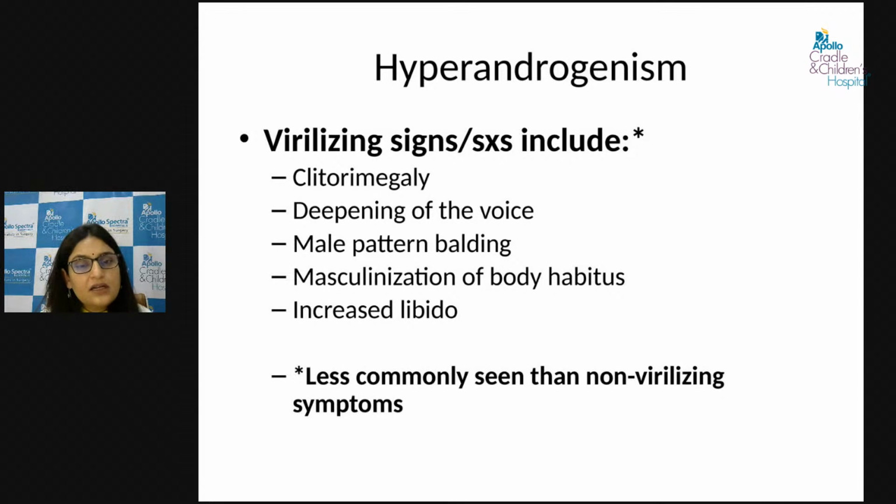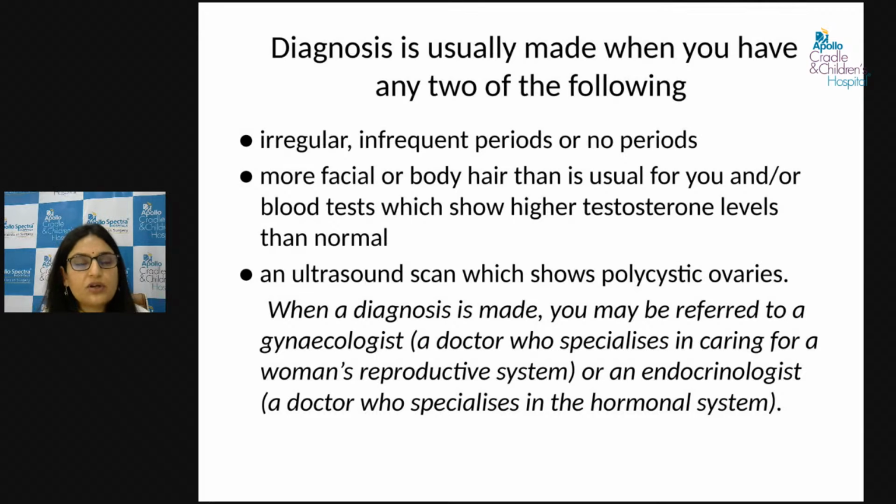Other features which can happen are clitoromegaly, where the clitoris can be enlarged, deepening or coarsening of the voice, male pattern balding, and masculinization of the body habitus, where the body looks more masculinized, and increased libido. These can happen because of hormonal imbalance and hyperandrogenism. They are less commonly seen than non-virilizing symptoms. Although these symptoms are not very common, they can happen. If you are going through these symptoms, you must consult your doctor.